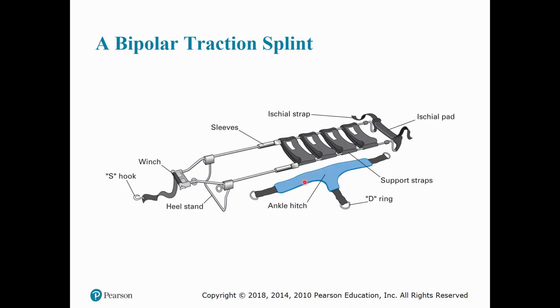You have one strap that goes around the ankle, a ring that will hook up to your S hook. These straps will go around the fracture. So one strap goes above the fracture, and this one goes below the fracture. You never want to strap on top of the fracture. This one will go just below the patella, and then this one about midway down the lower leg. You want the winch approximately 2 to 3 inches past the ankle.